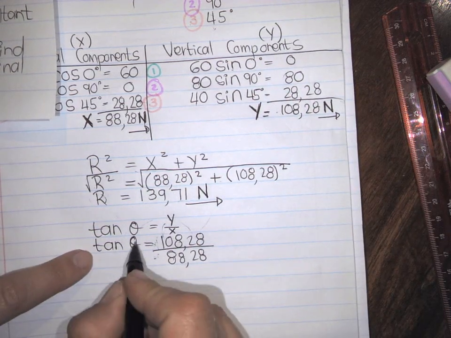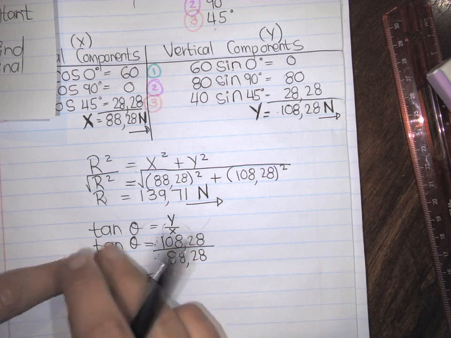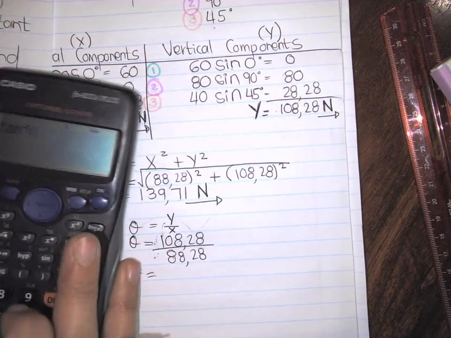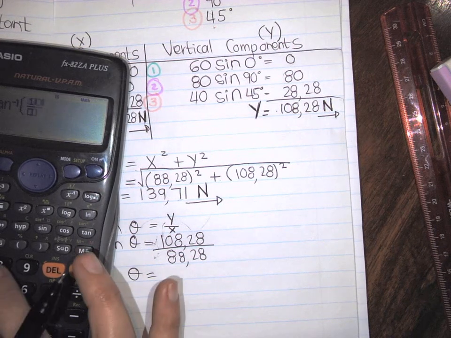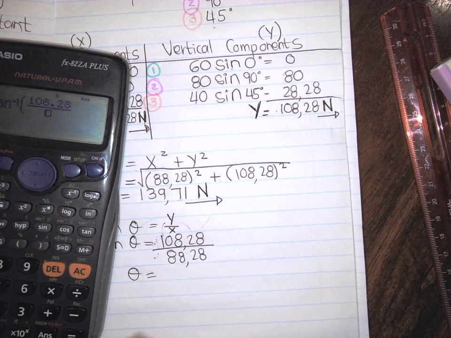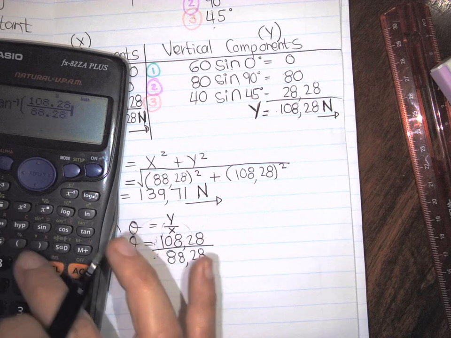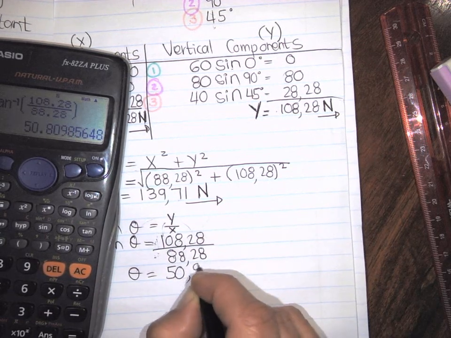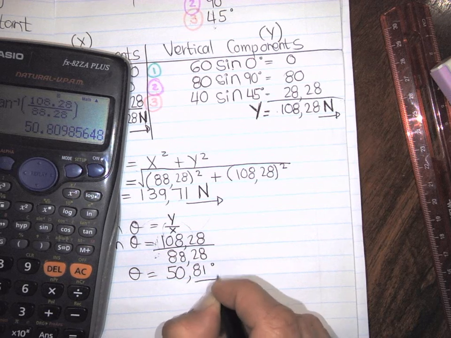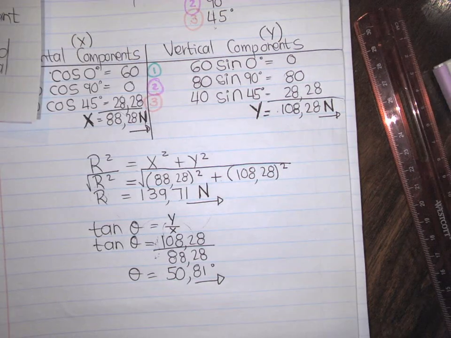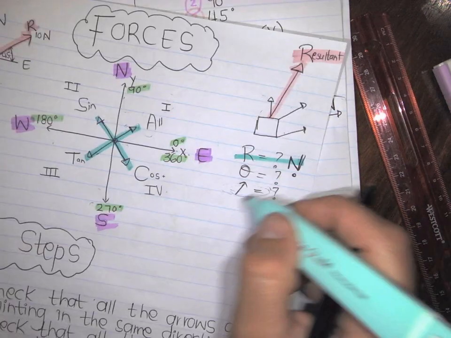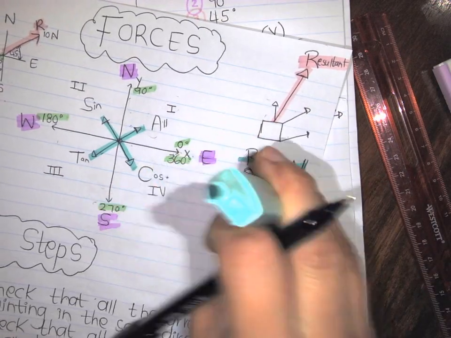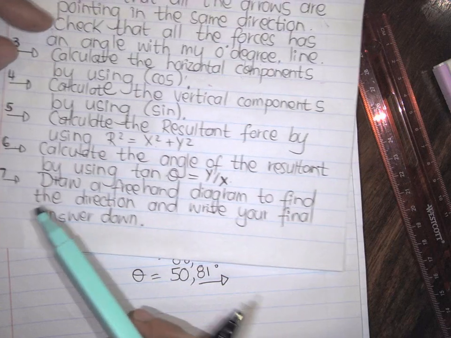Okay, so we want theta alone. How do I get tan away? Not dividing it, but by saying shift tan, like you guys know by now. 108,28 over 88,28, close the brackets. And that gives me 50,81 degrees, because now it's an angle. Okay, so now we have this part of my resultant force. Now I still need this. So that's the last step.